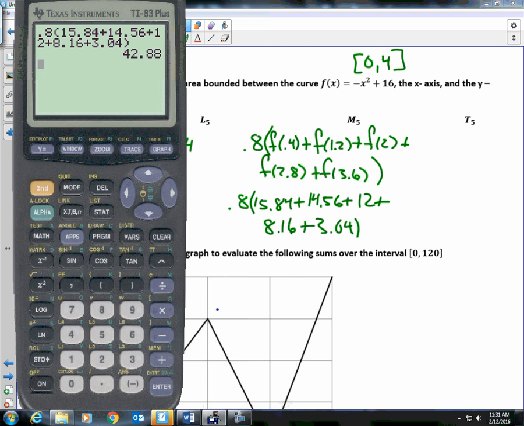42.88. What do you think? See how we set it up? So we did midpoint, I'm sorry, left hand, right hand, midpoint, trapezoidal sums. We did one using a table. We did one using our function rule. And now we look at one graphically, and then we're going to do a technology piece here.